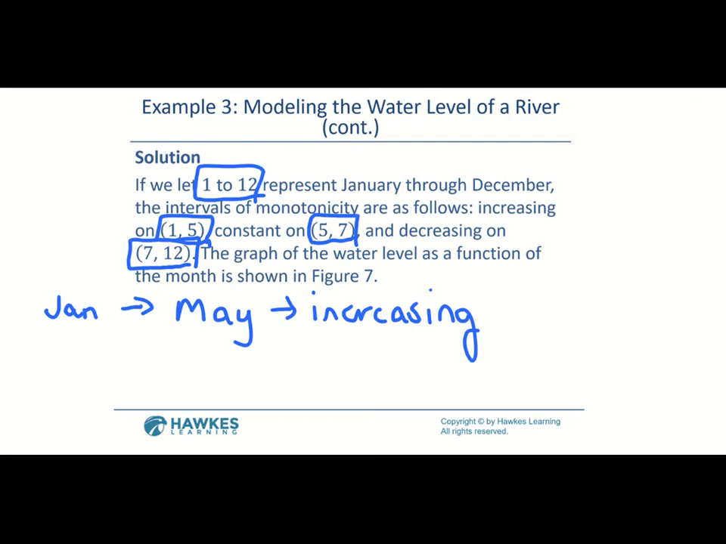And every graph doesn't have just increasing, decreasing, and constant. It may only be increasing, it may only be decreasing, or it may have a combination of both or all three.